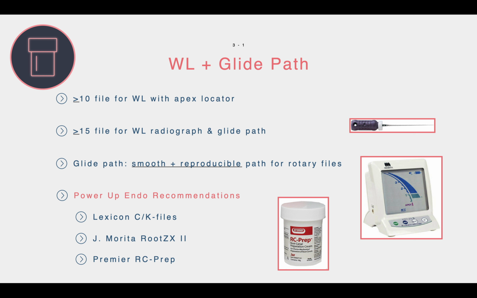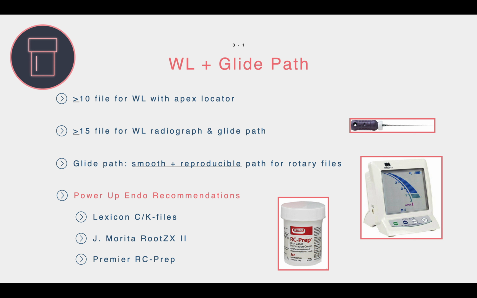But you're going to use a 10 file to determine your working length with your apex locator. And once you've got your working length measurements, you're going to start preparing your glide path with your size 15 K files. And you want that 15 K file to go nice and easy up and down inside the root canals so that you know that your glide path is prepared and you have a nice smooth path for your eventual rotary instruments that you're going to be introducing into each canal. So the glide path is meant to really provide you a smooth and reproducible path for your eventual rotary instruments.